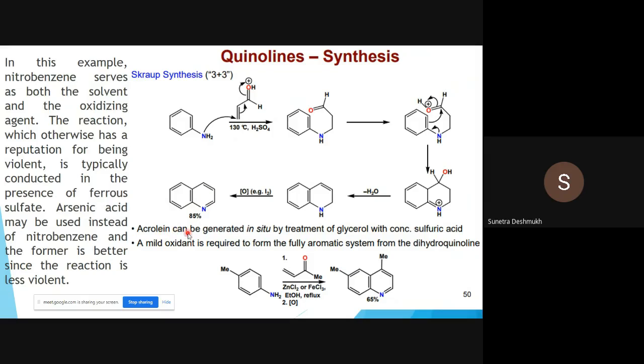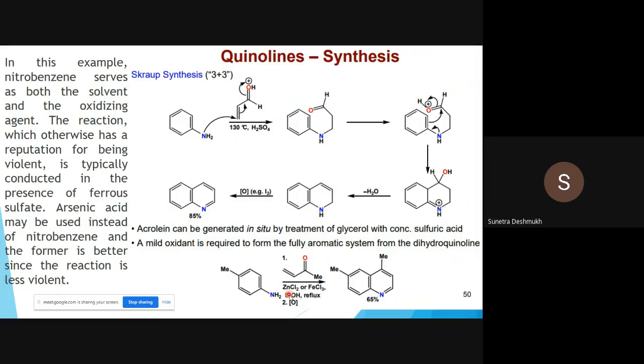So acrolein can be generated in situ by treatment of glycerol with concentrated sulfuric acid. This mechanism we have seen already in our previous slide. Mild oxidation is required to form the fully aromatic system from the dihydroquinoline. So here this one is the dihydroquinoline, and upon oxidation it gives our desired quinoline molecule.